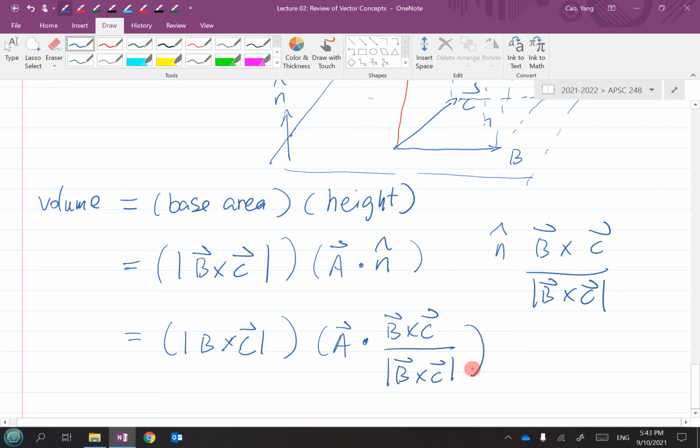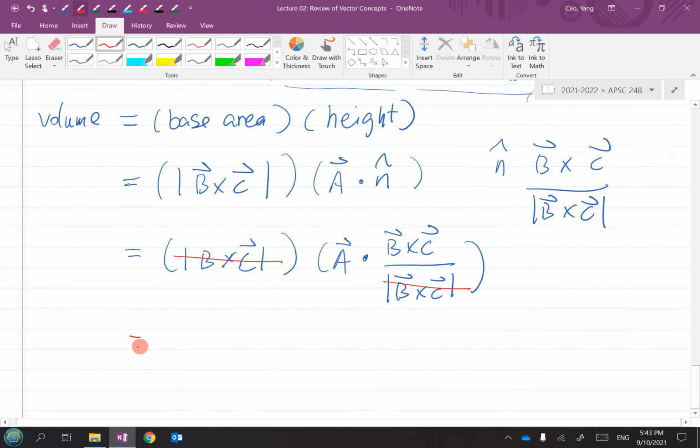So step by step, you're introducing the known conditions A, B, C. By this stage, you have everything made use of. You don't have to go any further. But now you can simplify. You see, this and this cancel each other. So you end up with A dot B cross C as a final result. That's the volume of the parallelepiped formed by the three vectors A, B, C.